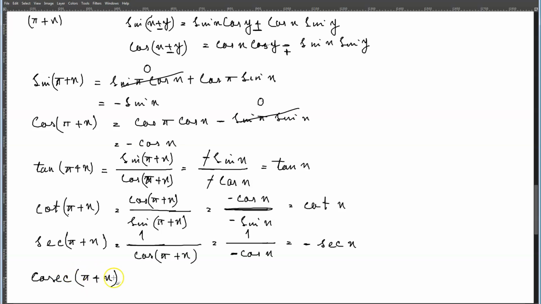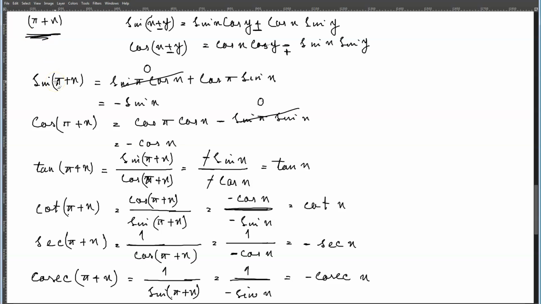What is the cosecant of pi plus x? It is 1 over sine pi plus x. Sine pi plus x is equal to negative sine x, which is equal to negative cosecant x. So this is basically pi plus x.